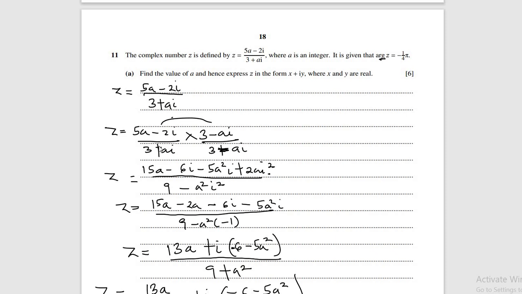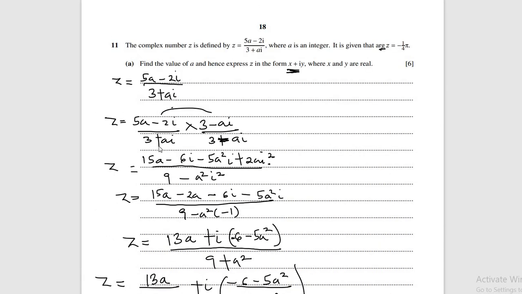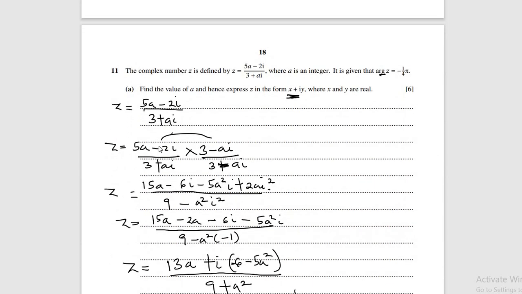Find the value of a and express z in form of x plus iy. Okay, that's the first one we did, to express z in form of x plus iy. We did that there. The second one is a. Find the value of a.